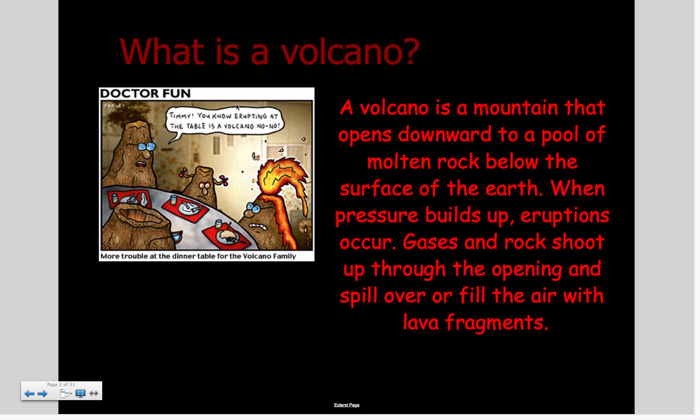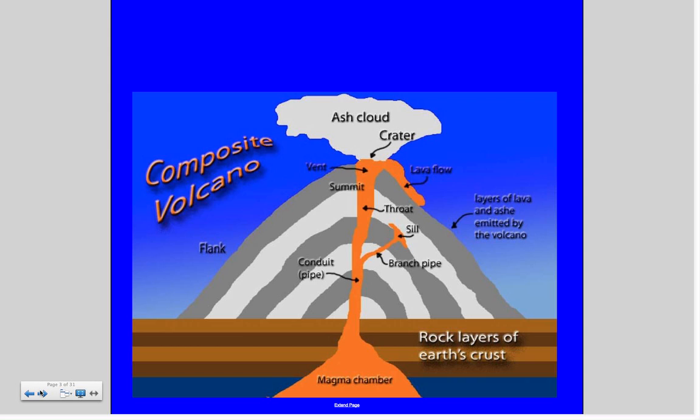When the pressure builds up underneath the surface of this volcano, the eruption actually occurs. Gases and pieces of rock shoot up through the opening and the lava fills up. So if you look at the picture, you can see that at the caldera here, the opening looks clean and it doesn't have rock. And then this one is blowing up because it's under a lot of pressure.